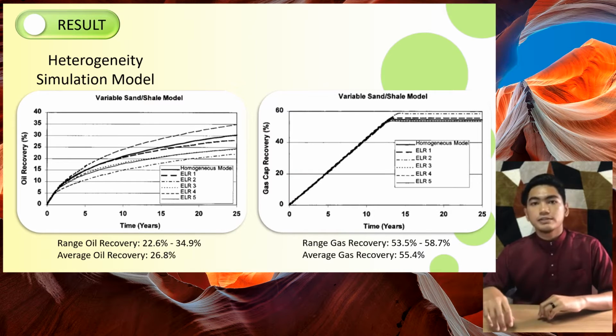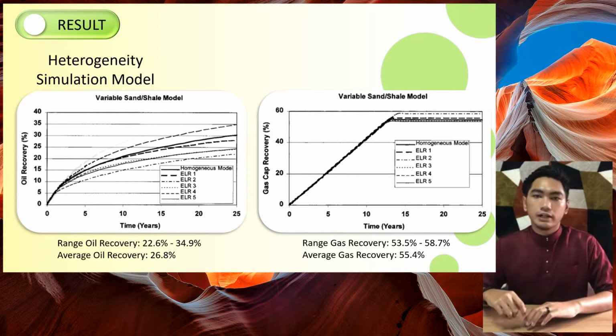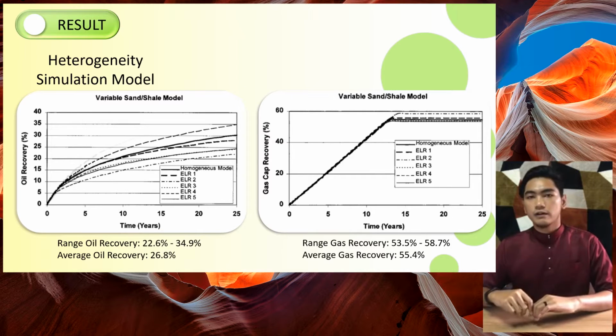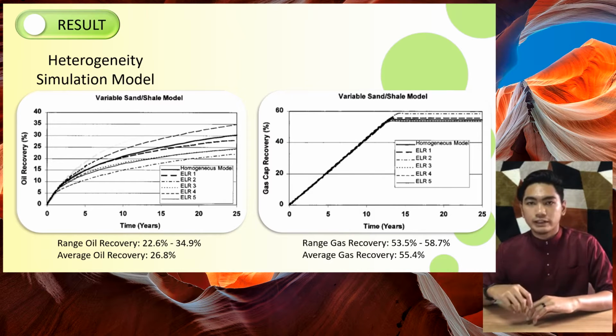Moving on to the variable sand shale, the range is quite wide. We can conclude that the 5 ELR models vary very significantly. It means that heterogeneity strongly affects the water displacement efficiencies, and concurrently affects the oil recovery. And the average oil recovery of the 5 different ELRs for variable sand shale is very far from the homogeneous model. Yes, heterogeneity does affect the oil recovery.